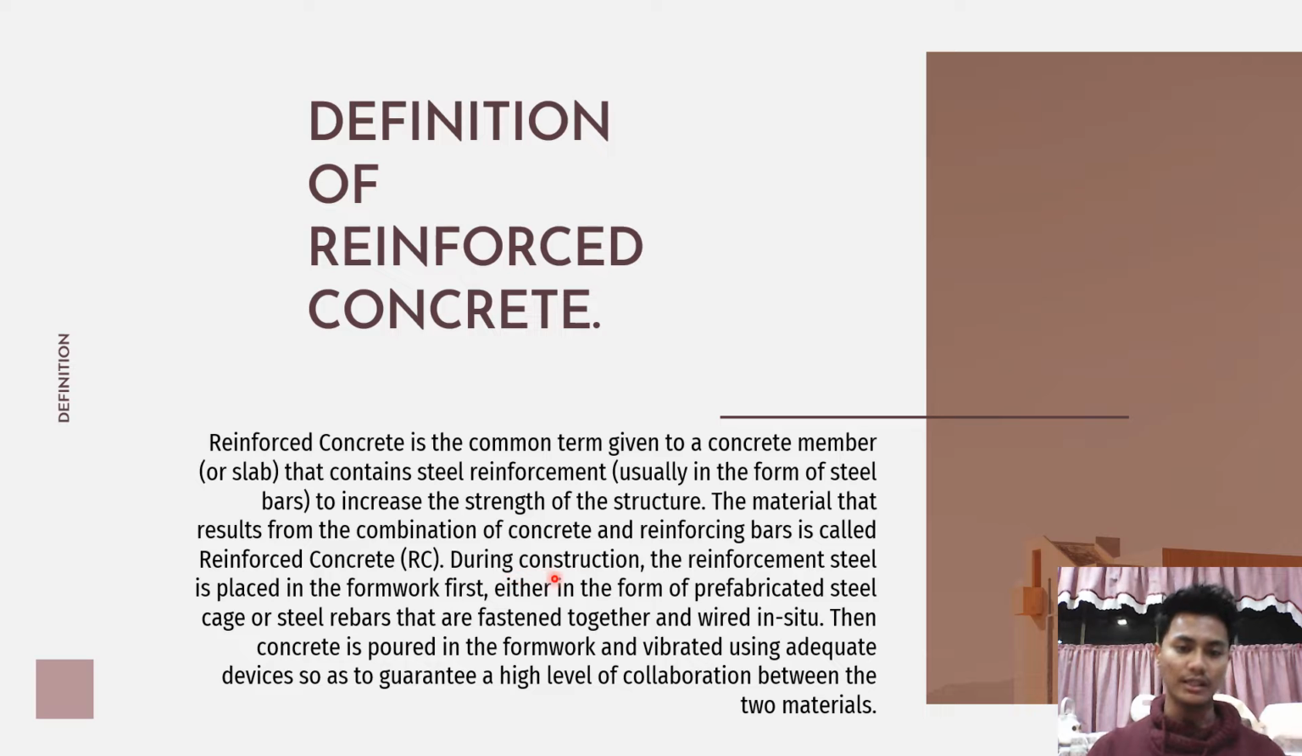During the construction, the reinforcement steel is placed in the formwork first, either in the form of prefabricated steel cage or steel rebars that are fastened together and wired in situ. Then, concrete is poured in the formwork and vibrated using adequate devices so as to guarantee a high level of collaboration between the two materials.